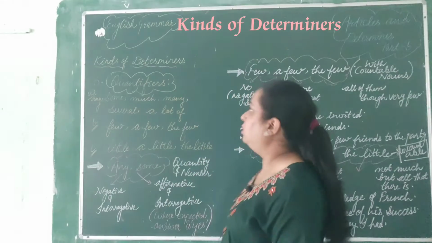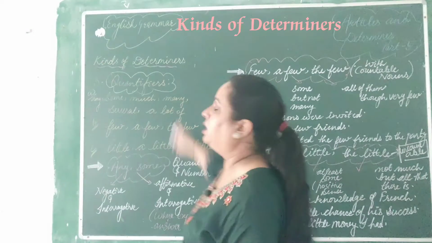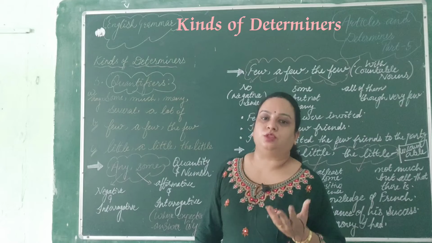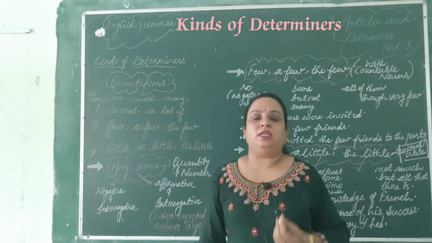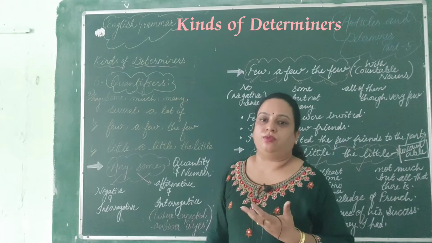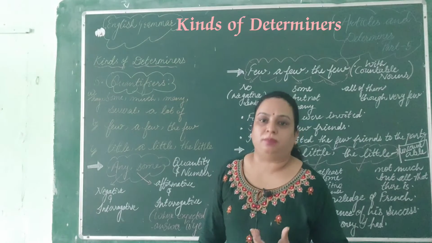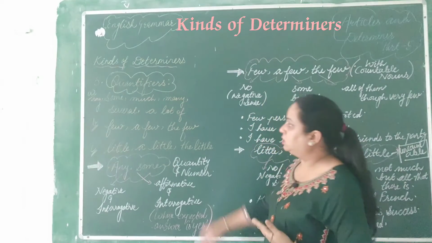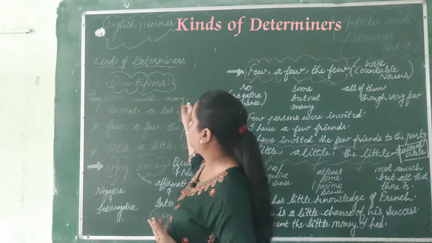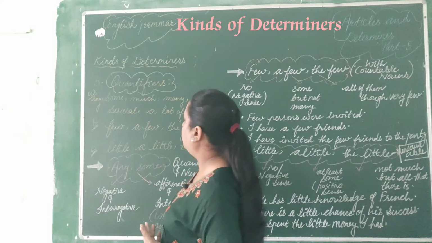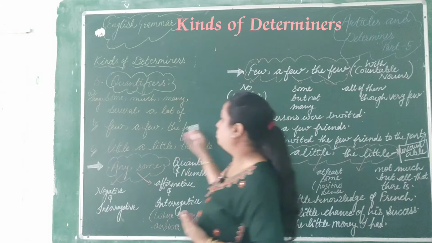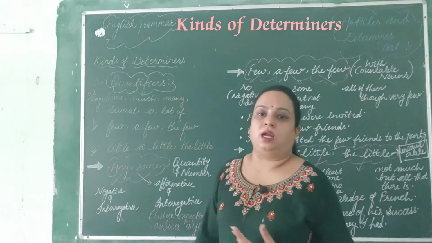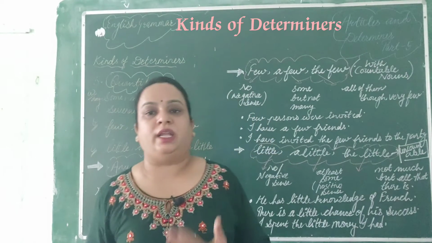So the next kind of determiner is quantifiers. When you speak this word quantifier, quantity comes to your mind, right? So it is when we find out the quantity of something. That is known as quantifiers. So words like any, some, much, many, several, a lot of, few, a few, the few, little, a little, the little, these are in the category of quantifiers.